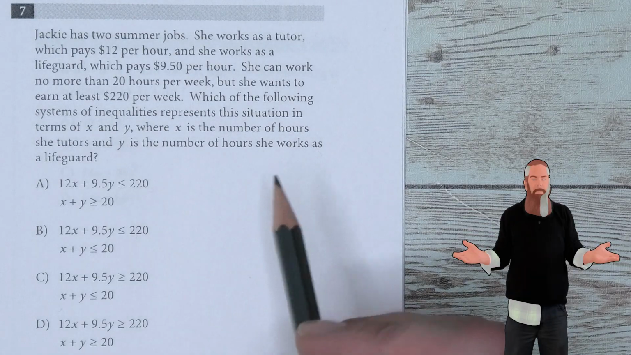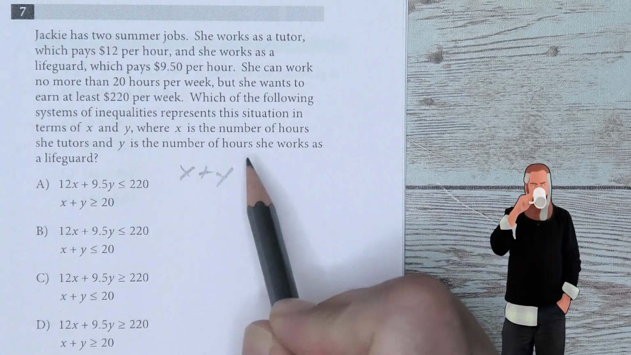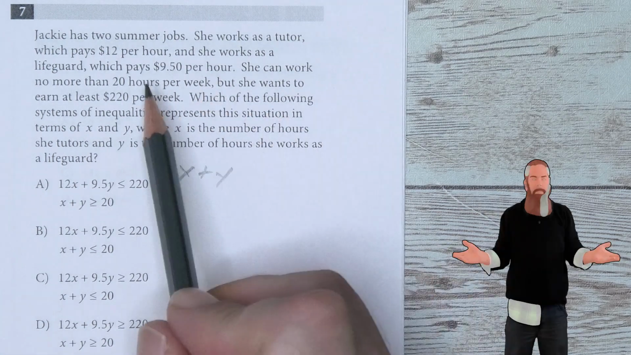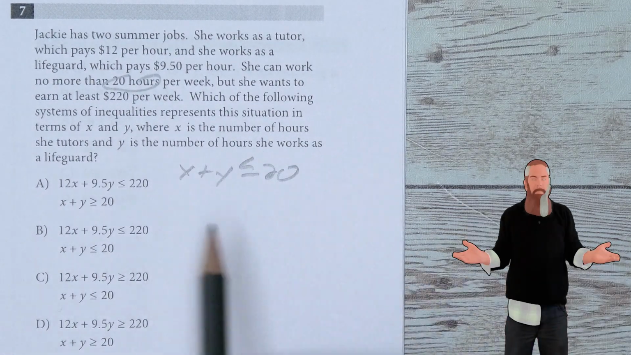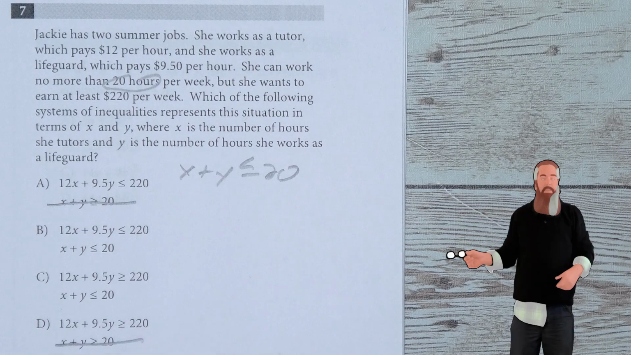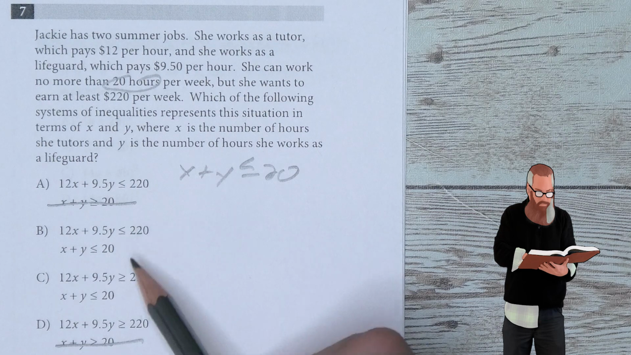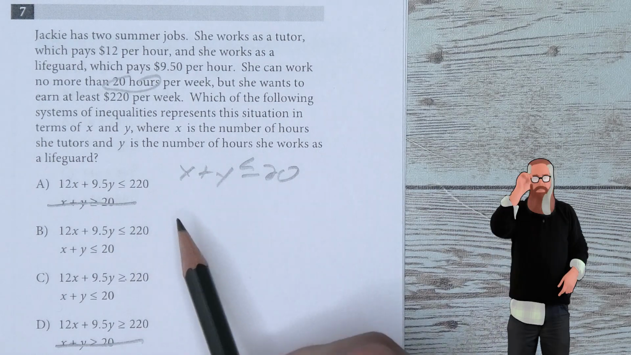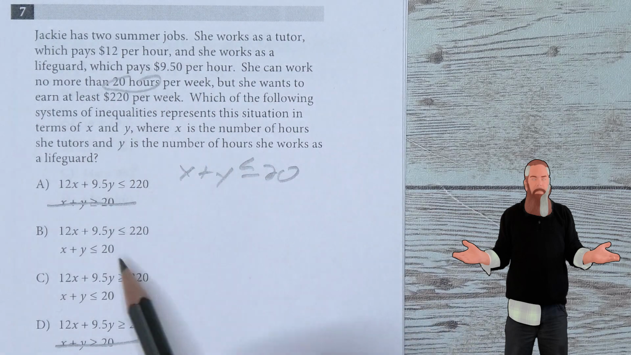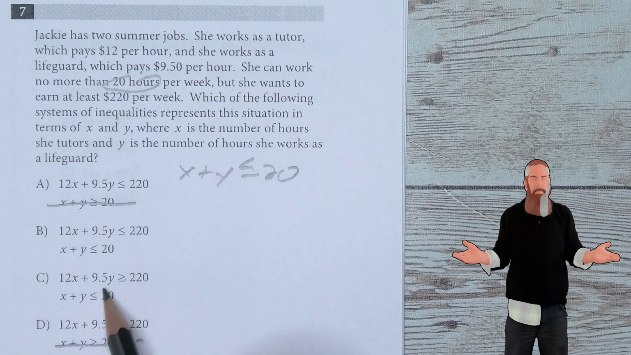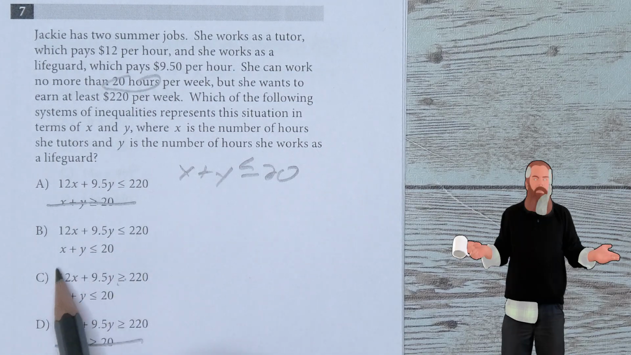Let's start with a really simple thing: the total number of hours, the x plus the y. Now, if she can only work a maximum of 20 hours, then that number must be less than or equal to 20. This allows us to eliminate 2 of the equations to start with. Now, the only question is, which of these is the answer? Now, we know she wants to earn at least $220. That at least means this number, this 12x plus 9.5y, has to be greater than or equal to, meaning C is the answer.